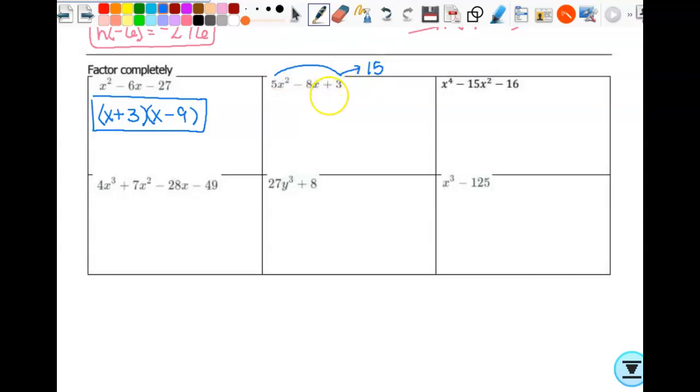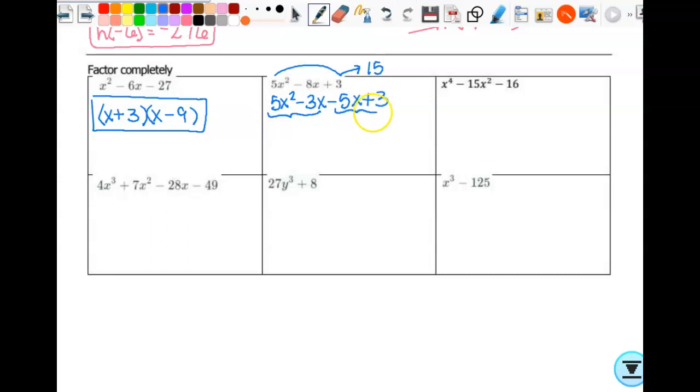This is positive, so the signs are the same. So that means I need two numbers that multiply to give me 15 and add to give me negative 8, so that would be 3 and 5. So I'm going to have 5x squared. All I do right now is split this middle term, so negative 3x minus 5x plus 3. And at this point, I want to make sure when I combine that back together, I get a negative 8. So I'm good to go.